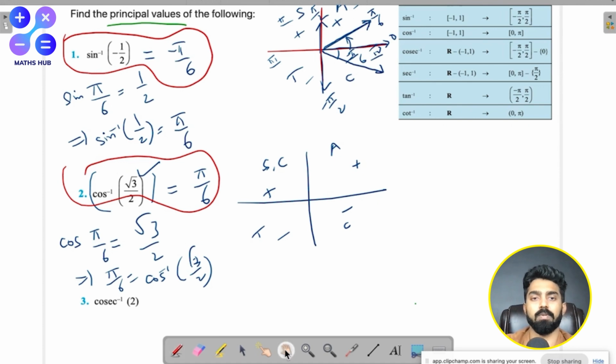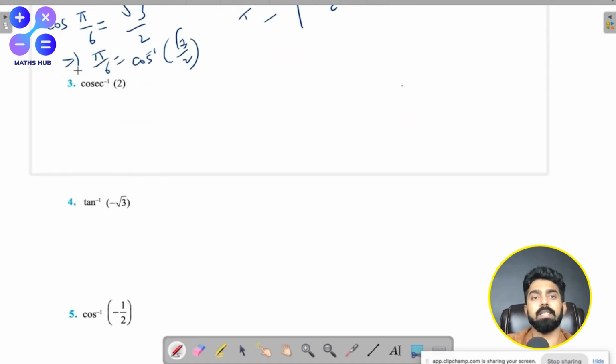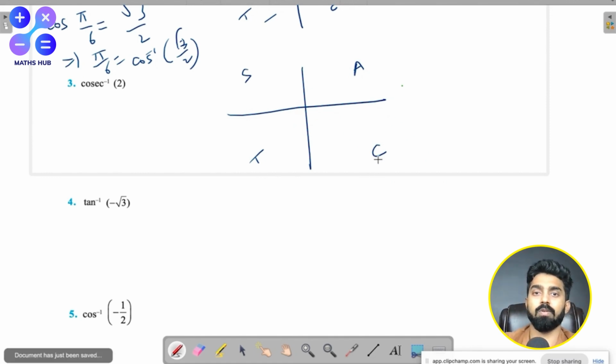Right? Let's go to the next one. So we have cosecant inverse of 2. Again, we know that all silver teacups: this is tan and cosecant, right? So cosecant and secant are positive in this quadrant. It's positive here and positive here, negative here and negative here. So we need to get the answer either in this quadrant, the first quadrant, or the fourth quadrant.